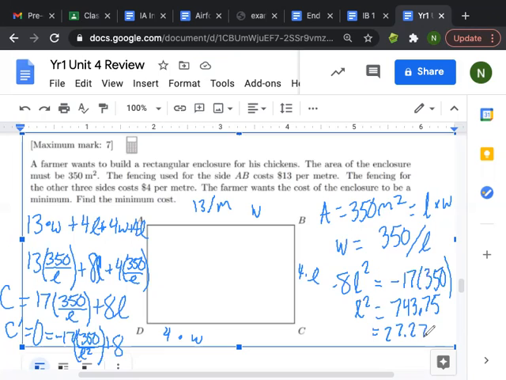They say to find the minimum cost. This is the value of the length. So to find the cost, I have to plug it back into my cost equation.